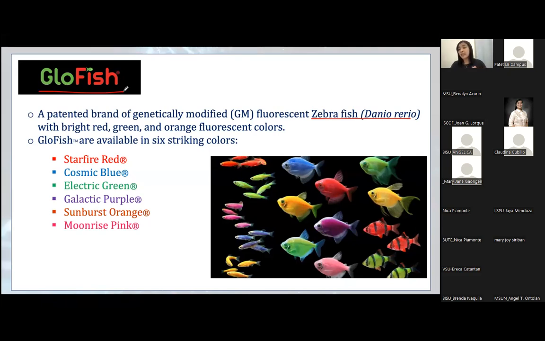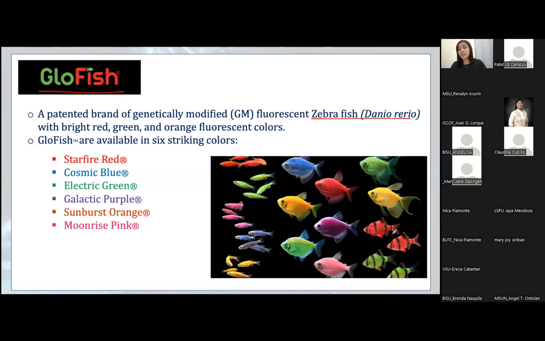Tandaan ha? Yes, pet fish ito. Rafael, pet fish siya. Glowfish is the first genetically modified pet fish. Kasi ito, pet fish or ornamental fish kasi inaalagaan siya for the leisure of humans. So, meron siyang iba't ibang varieties. Ayan siya, ito yung mga kulay niya, starfire red, cosmic blue, electric green, and so on.